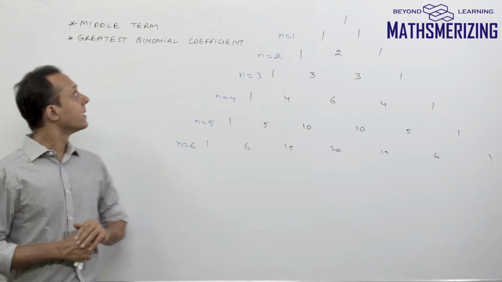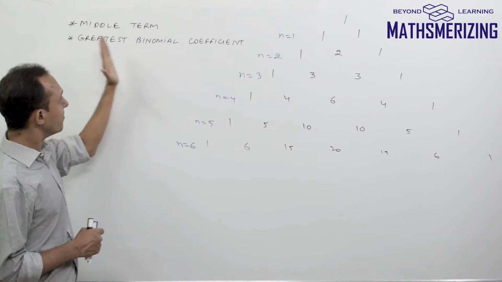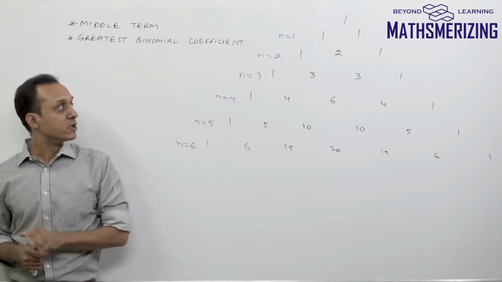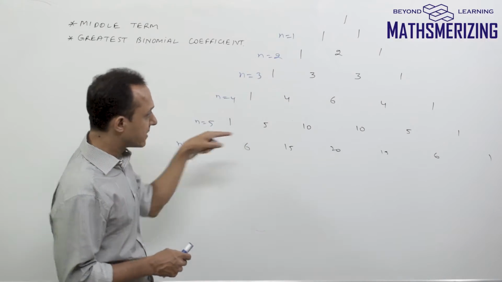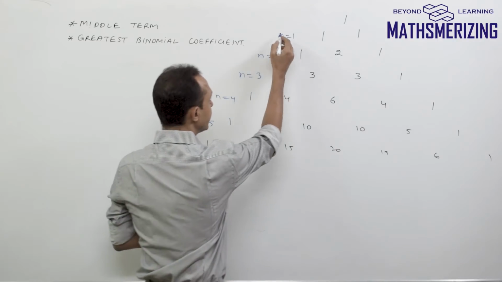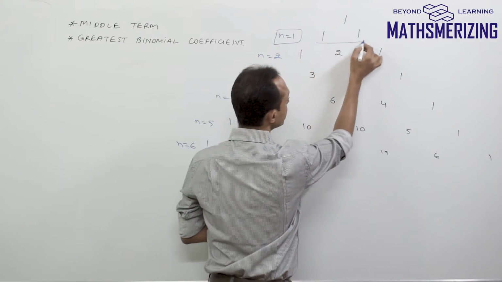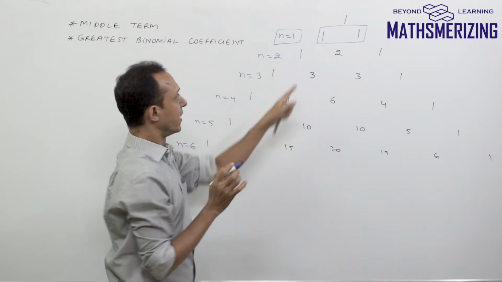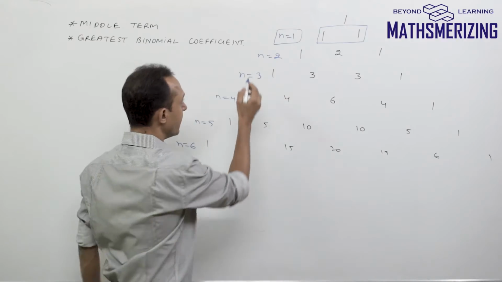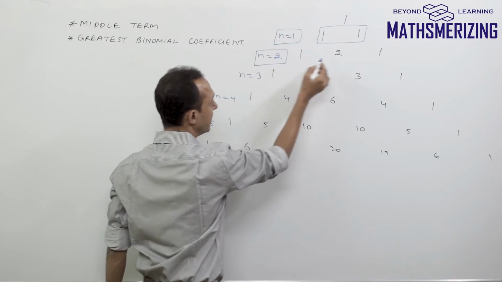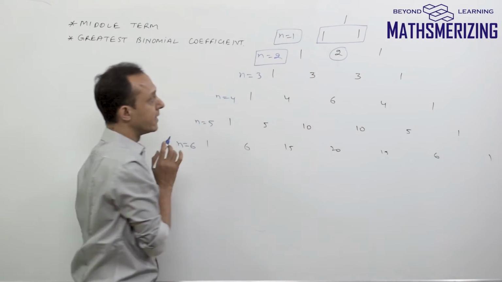Today we'll discuss the middle term and the greatest binomial coefficient in binomial expansion. Now we'll come back to our Pascal's triangle. If n equals 1, then there are two terms, so basically there are two middle terms. If n is 2, then the middle term is the second term.